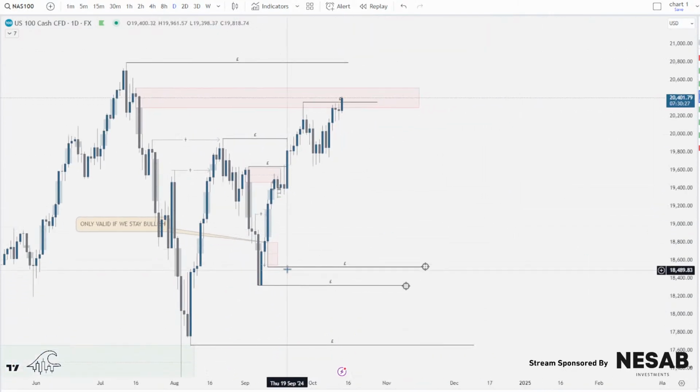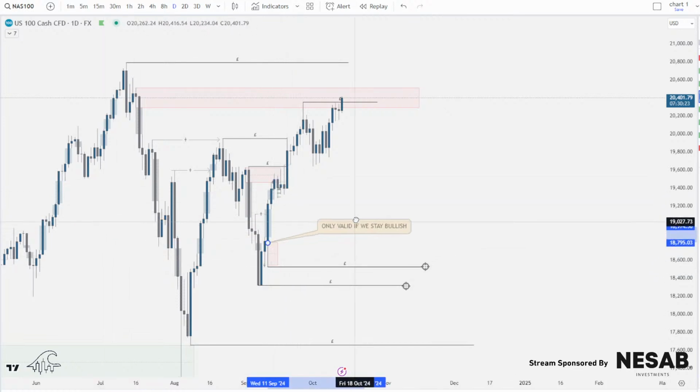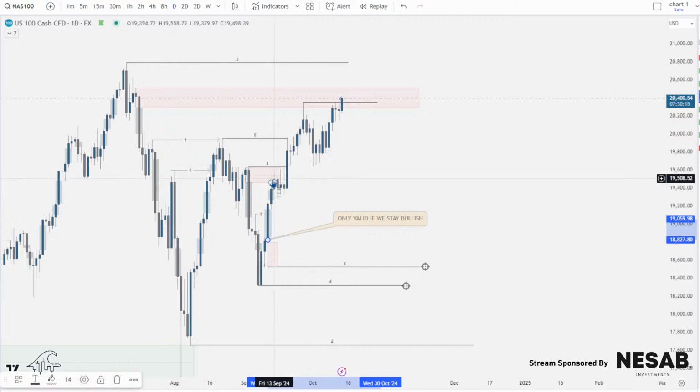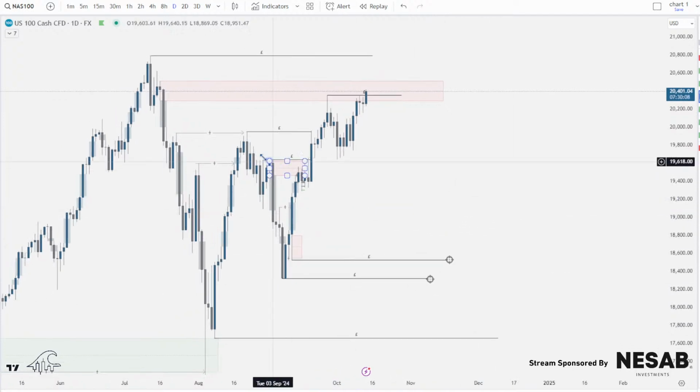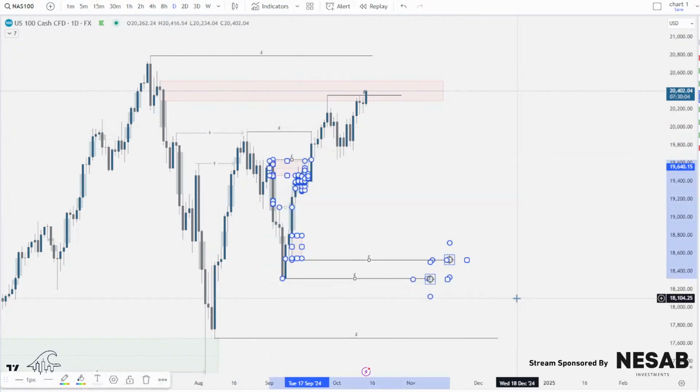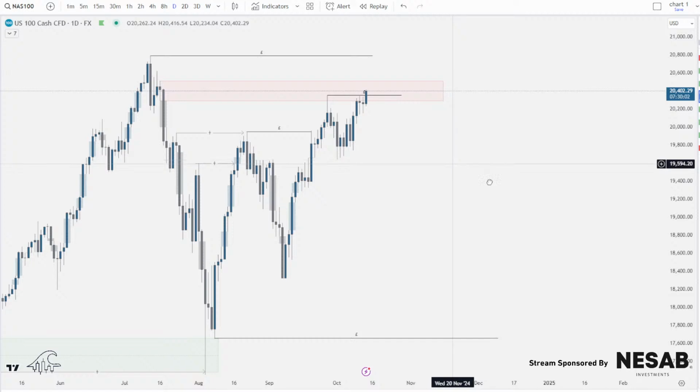Yeah. You look down here, we were targeting these lows if we created a space. Only valid if we stay bullish. This was, what was that? It must have been a lower time frame. Can't be daily. I have a question? Yeah, sure, go ahead. Feel free to chuck any questions in the chat. That's what it's there for. Get rid of that.